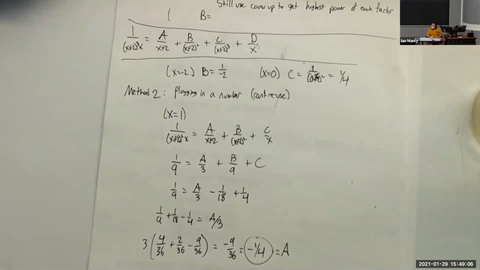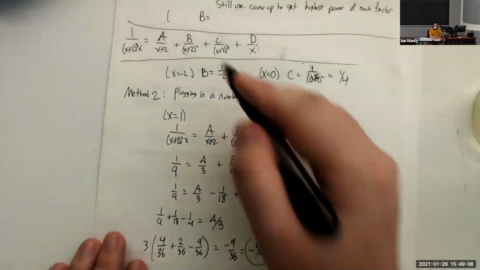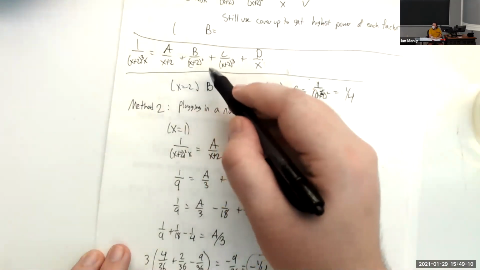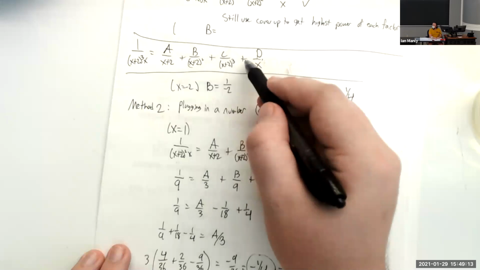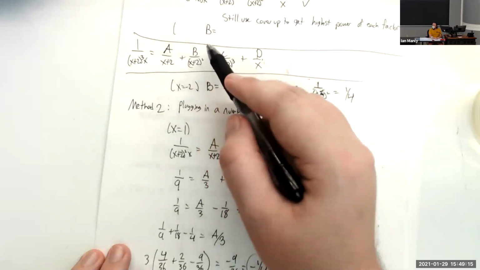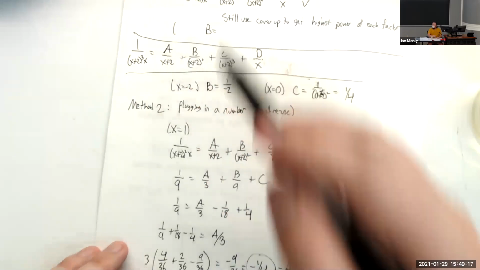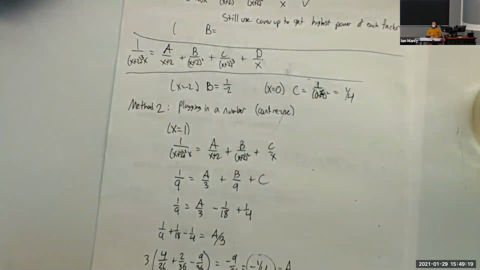What happens when we have x plus 2 squared, x plus 2 cubed? Kind of like in this example here, we could only get C and D by cover up, and we'd have to get B and A by doing this. That would involve solving a system of equations, which gets a little bit messy. We're going to talk more about that next time.